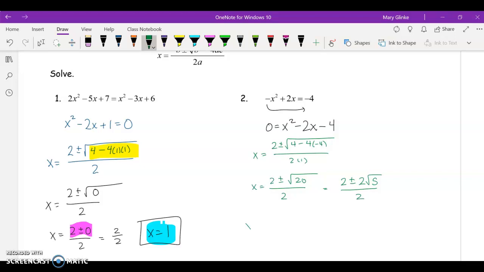And we are going to break this up into separate fractions. So I would strongly recommend, if you keep simplifying incorrectly, write it out as 2 separate fractions over 2 and then simplify. Because our answer should be 1 plus and minus the square root of 5. So 1 plus the square root of 5 would be one answer, and 1 minus the square root of 5 would be another.